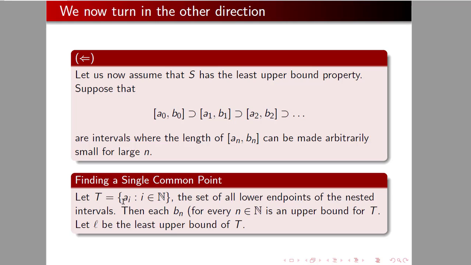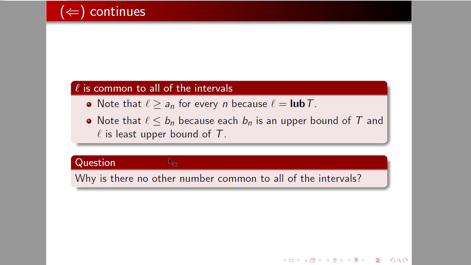Let T be the set of all lower endpoints of the nested intervals. Then each bn is an upper bound for T. Again, I've got a typo here; there should be a closed parenthesis here. So let L be the least upper bound of T. This L is going to be the common point we're looking for.